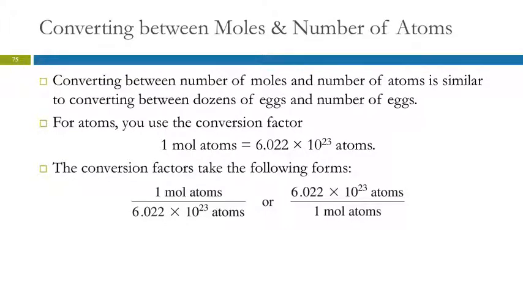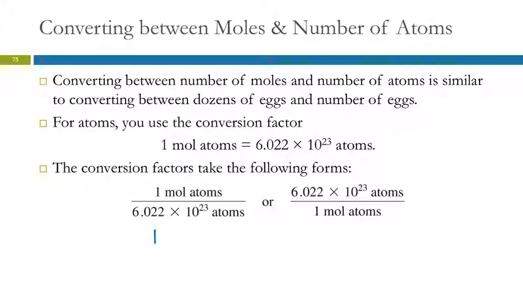So, converting between moles and atoms. This is just like converting between eggs and dozens of eggs. For atoms, we're going to use this conversion factor. A mole of atoms, or ions, or molecules, or whatever you're looking at, is 6.022 times 10 to the 23rd atoms. You can write it as 2 factors, one with moles on top and atoms on the bottom, or you can turn it upside down.